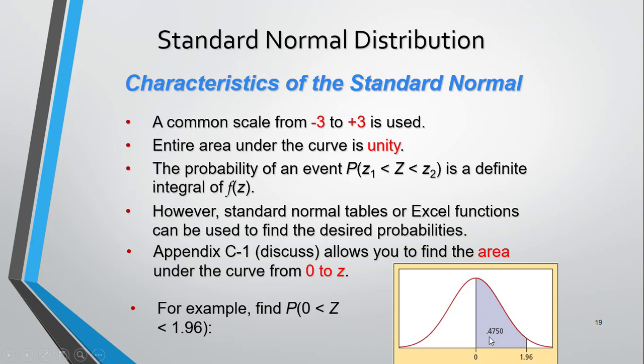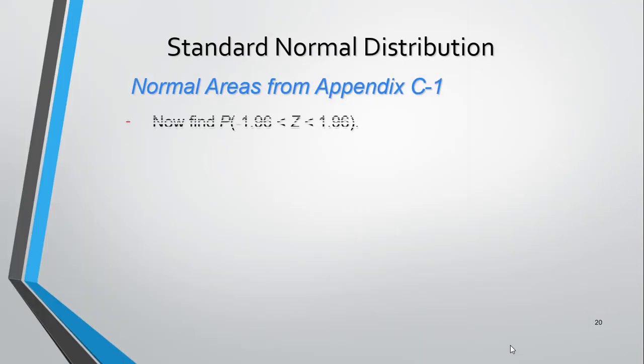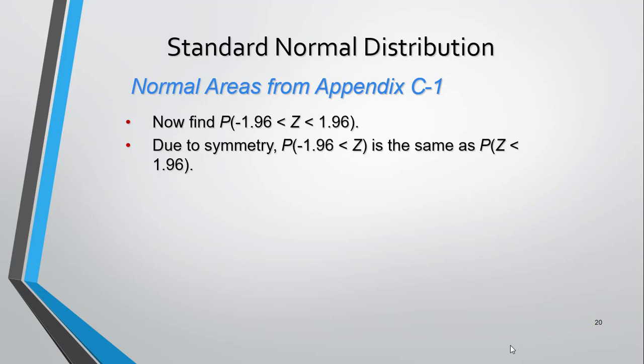0.4750. Now this number is important. We'll get to that later on. It's 0.4750, that's a probability. In other words, in this distribution, almost 50% of the observations will lie between 0 and almost 2 standard deviations. These are the normal areas from C1.